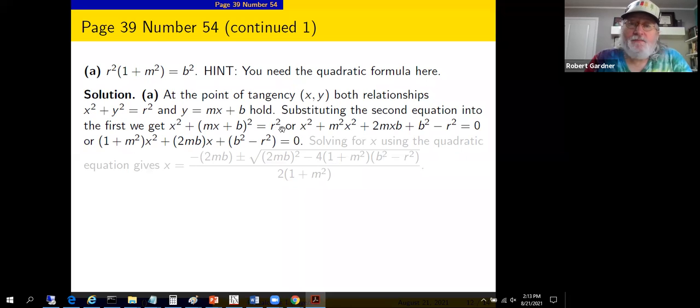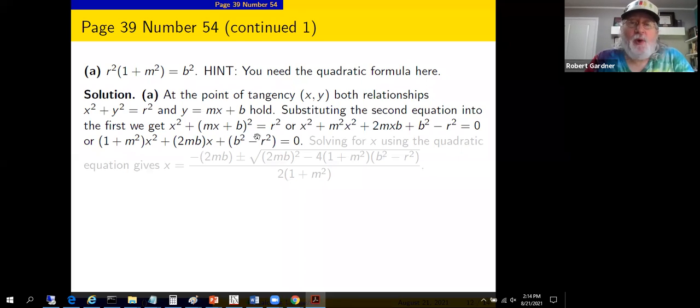Produces this. Can't argue with the validity of it and shouldn't argue with the logic of it. The point of tangency satisfies both of these, so that's a legitimate substitution. We now have an equation that's only got x's in it. That's a good thing. We've eliminated the y's using this relationship. What you're going to do next, I don't know, multiply this out because that's about all I see to do.